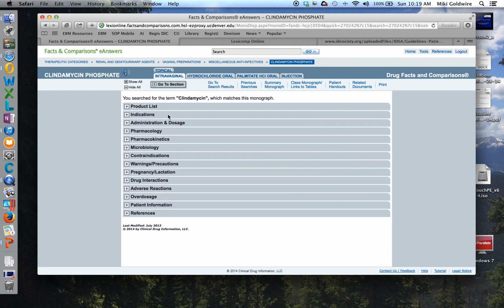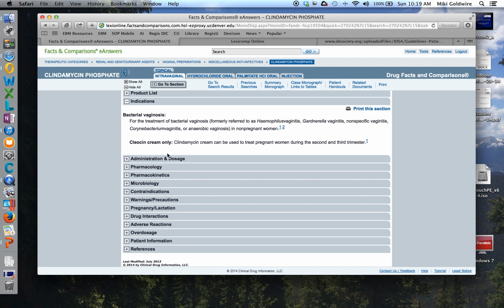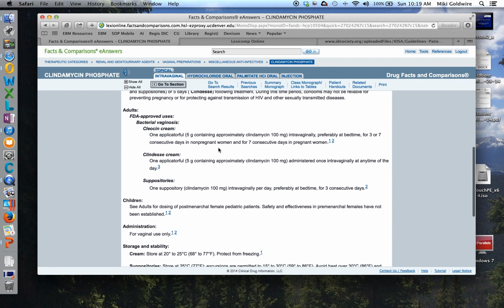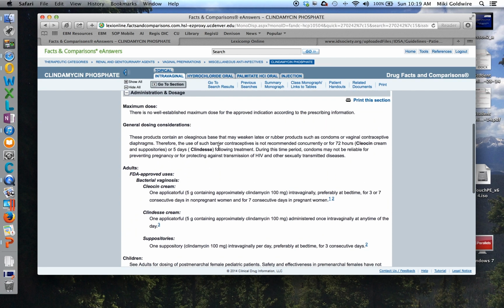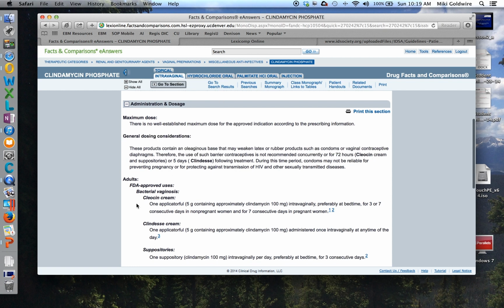And what I'm looking for is an indication, administration and dosage, because I know that I want to use this for surgical prophylaxis for an appendectomy. But I'm having trouble, right? This does not look right.